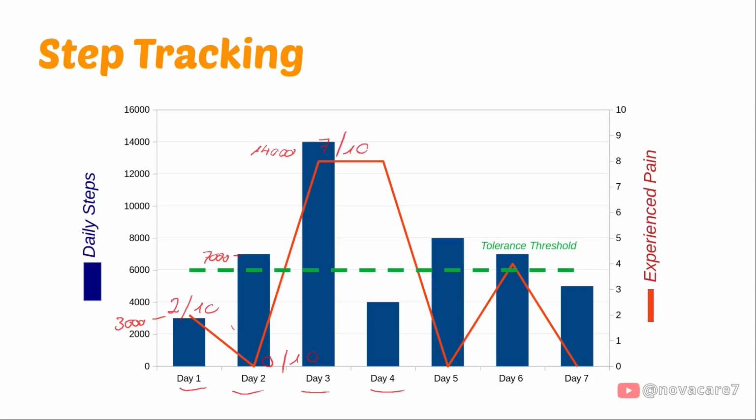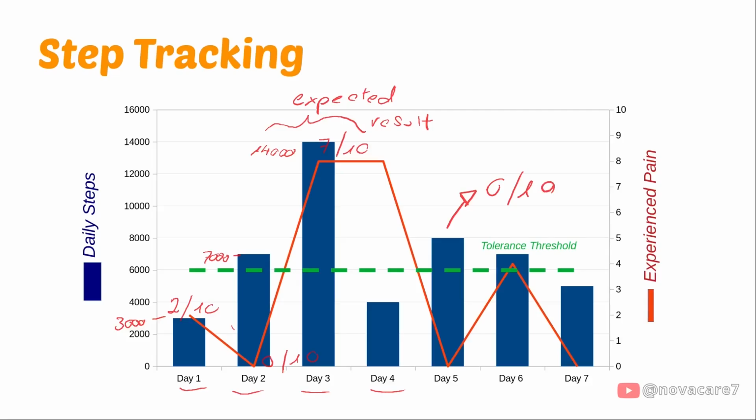As you can see, what I wanted to show you from this graph is that there are days with lots of activity and lots of pain, which is what we may expect. But then there will be days with lots of activity and no pain at all, like here on day 5, where we experienced no pain, but we did a lot of steps.